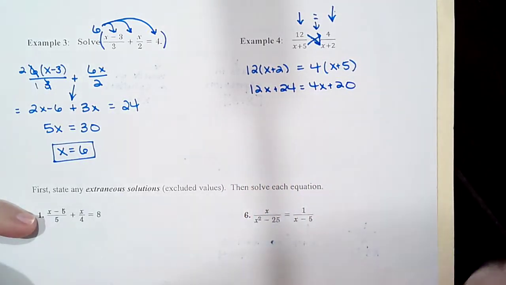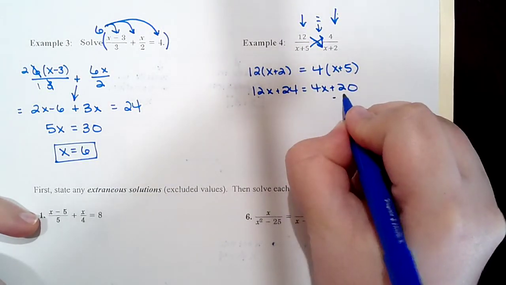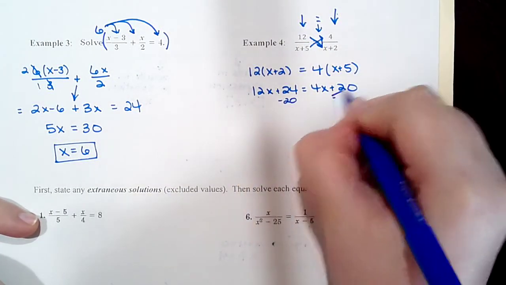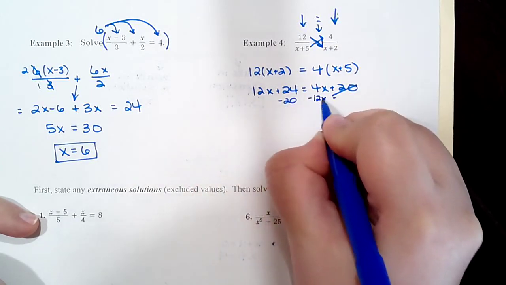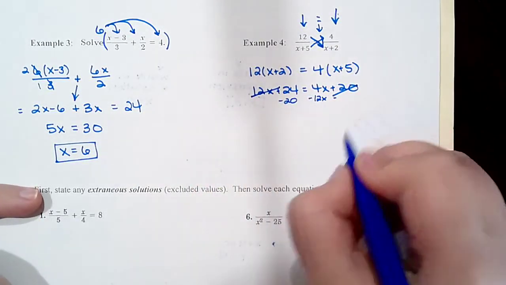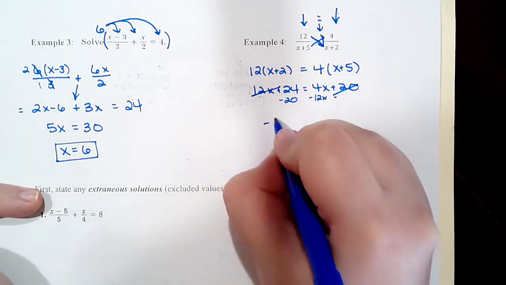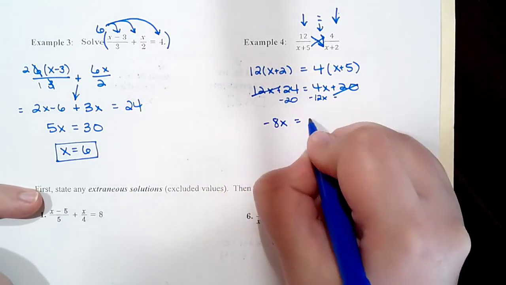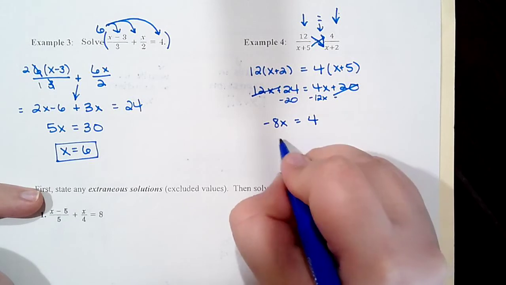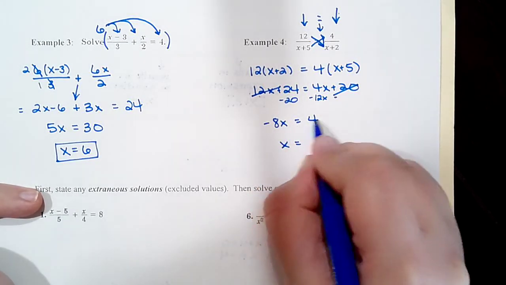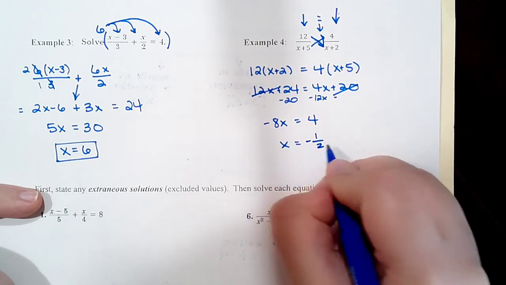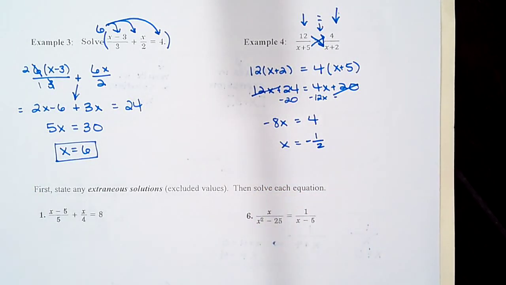We're going to simplify. I'm going to minus the 20 here. That cancels. I'm going to minus the 12x here. That cancels. So in this case, I'm left with negative 8x equals positive 4. Divide both sides by negative 8. I get negative 1/2 because 4 over 8 is 1 over 2.